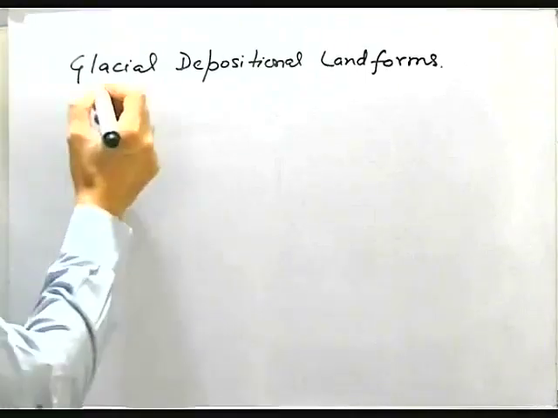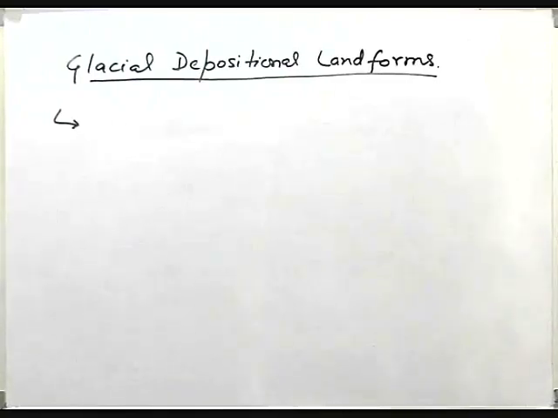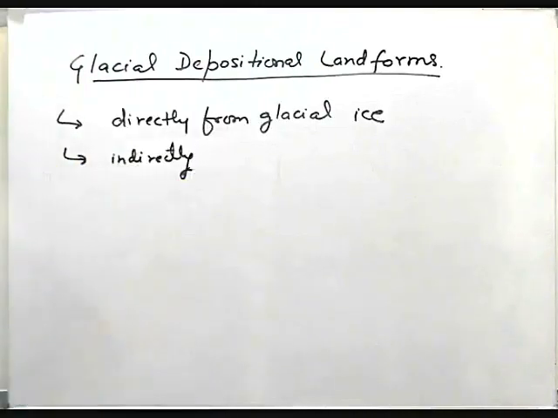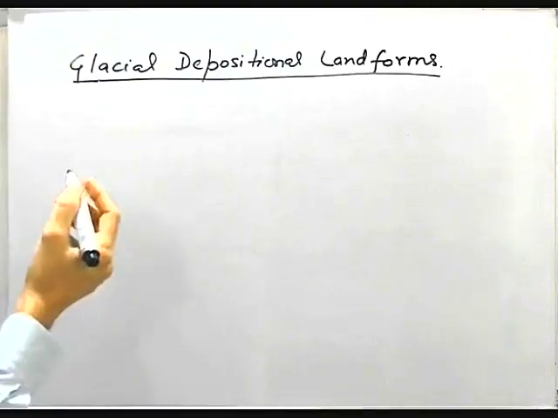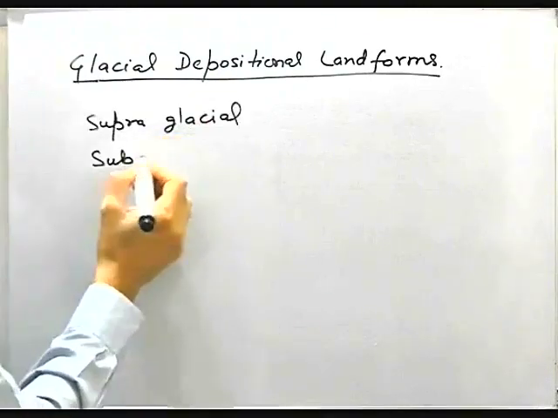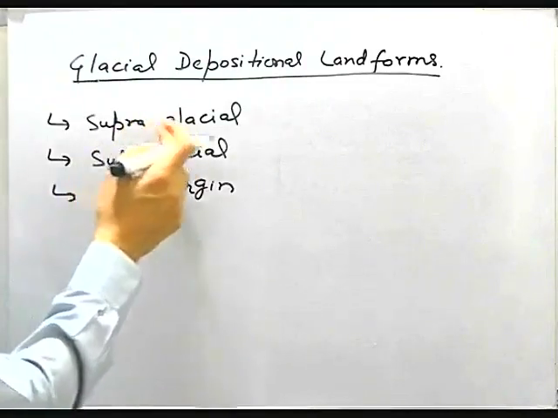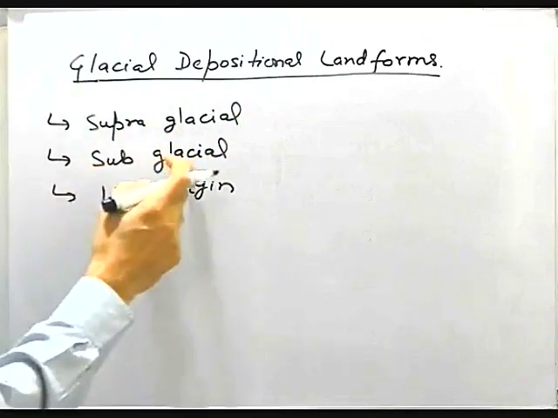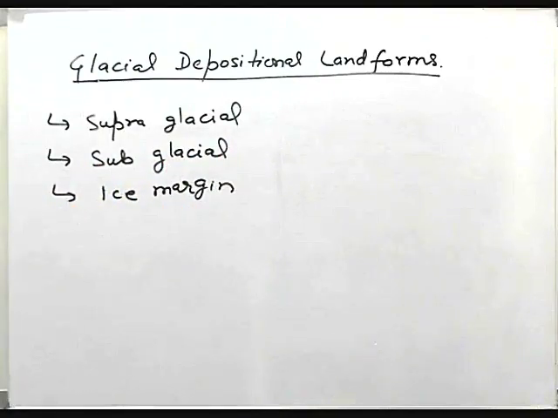Now coming to the glacial depositional landforms. As I have previously discussed, they may be classified as the landforms deposited directly from the glacial ice or indirectly from glacial meltwater. These are also known as glaciofluvial landforms. Now, glacial debris can be divided into supraglacial, subglacial, and ice margin. Consequently, supraglacial debris leads to the formation of supraglacial landforms, subglacial debris forms subglacial landforms, and ice margin debris forms ice margin landforms.